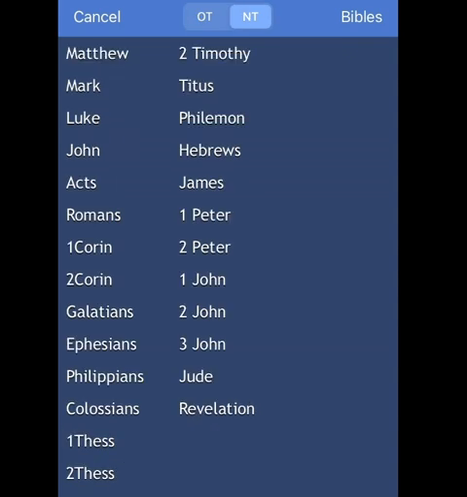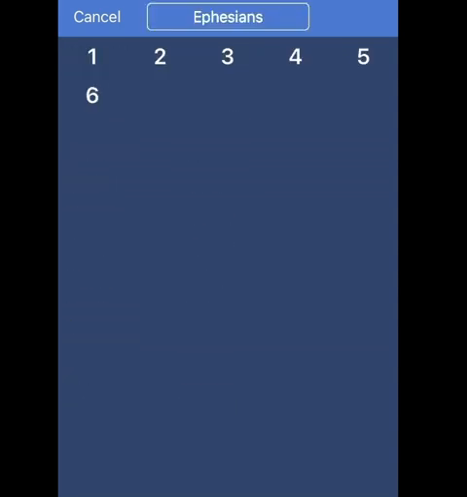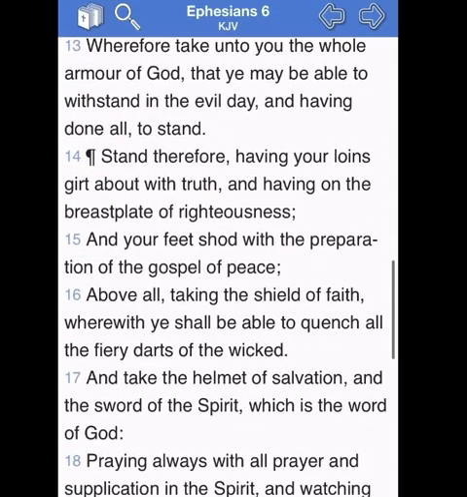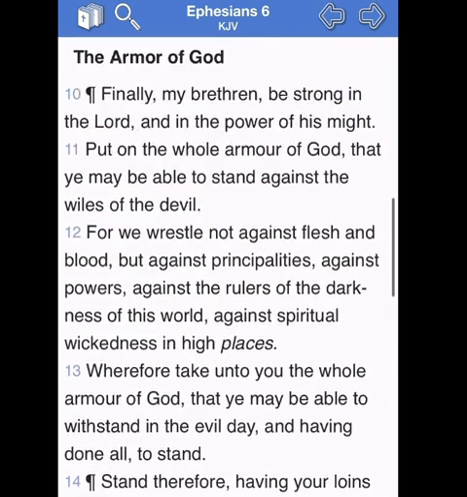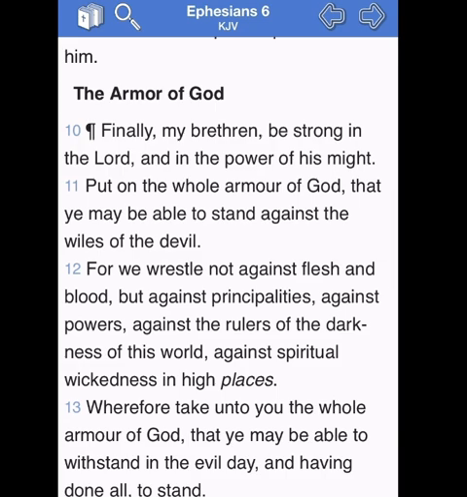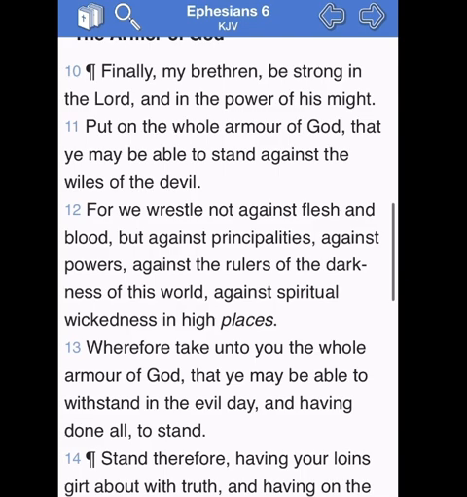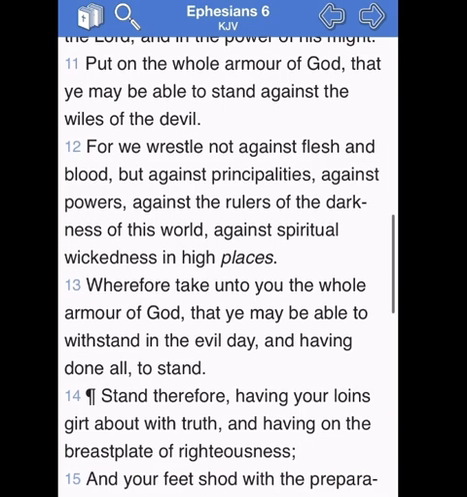This is Ephesians chapter 6 and verse 14 or verse 17, and it says, I'll start from verse 10. It says, "Finally, my brethren, be strong in the Lord and in the power of his might. Put on the whole armor of the Most High, that ye may be able to stand against the wiles of the devil."